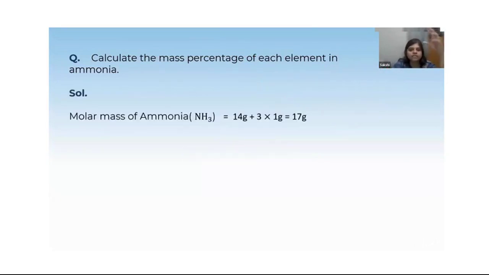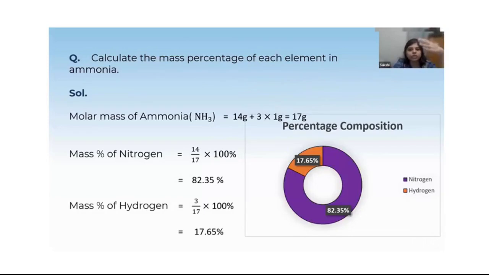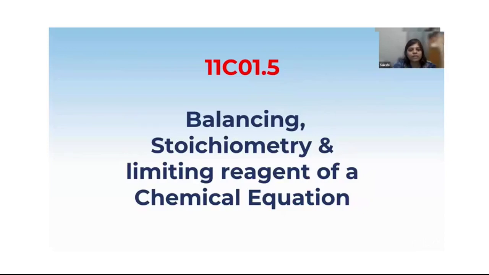Okay. So the answers are given to you here. It is 82.35%. Right? Okay, so here you can see the percentage composition. So this is the topic of percentage composition, very easy calculations. Now we move to the next topic, that is stoichiometry and balancing the chemical equation, right? Finding out the limiting reagent.